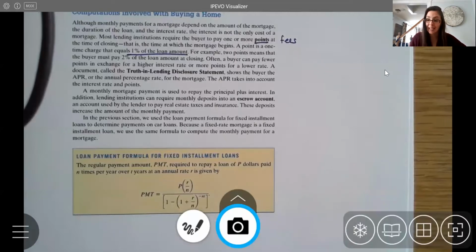It's in their best interest that you pay your taxes, because if you don't pay your taxes, then the city or state can take your house and then they don't get their loan money either. So that's kind of why they do it.